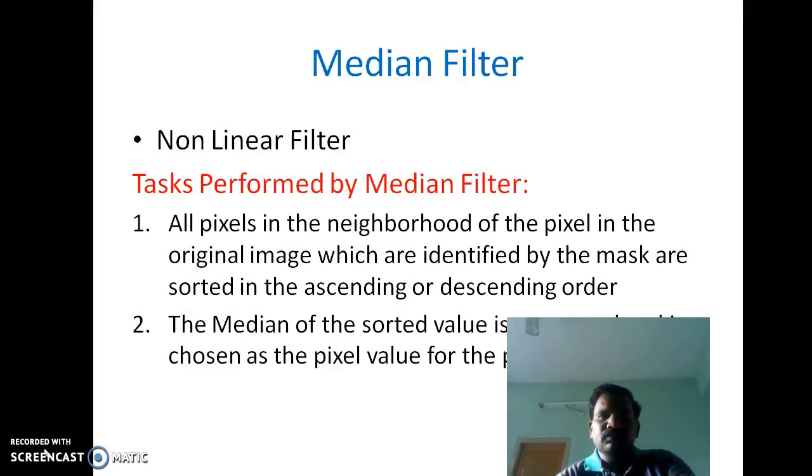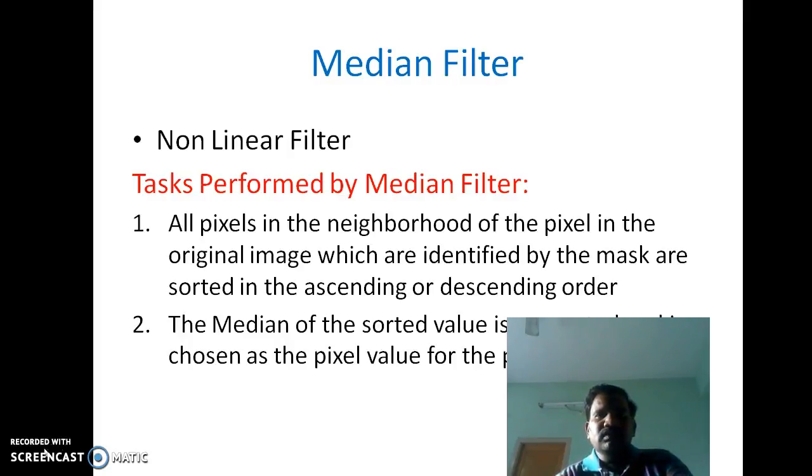The second type of smoothing filter is the median filter. This median filter comes under non-linear filters. You will see the task performed by the median filter. First, all pixels in the neighborhood of the pixel in the original image, which are identified by the mask, are sorted in ascending or descending order. After this, the median of the sorted values is computed and is chosen as the pixel value for the processed image.